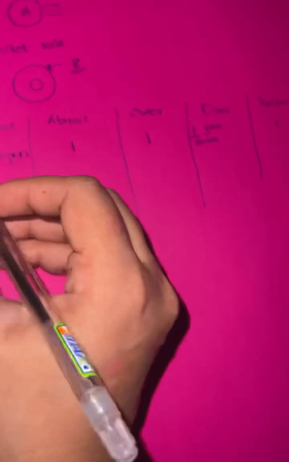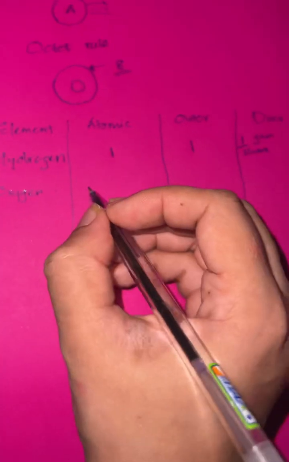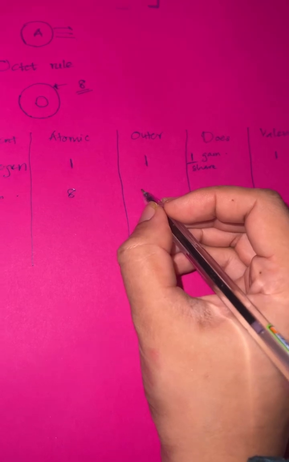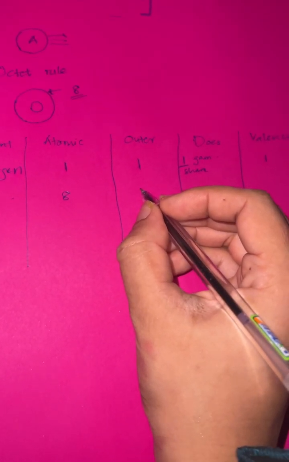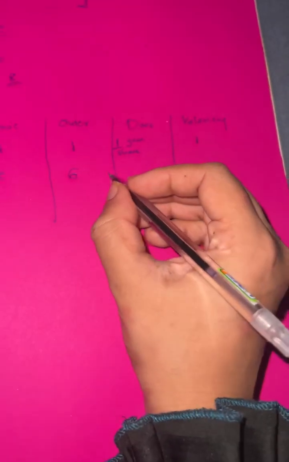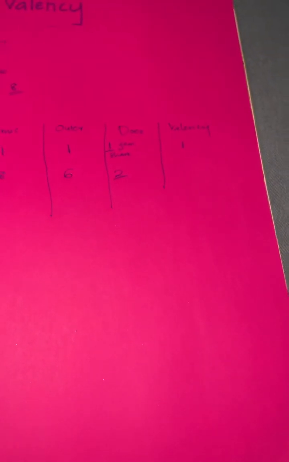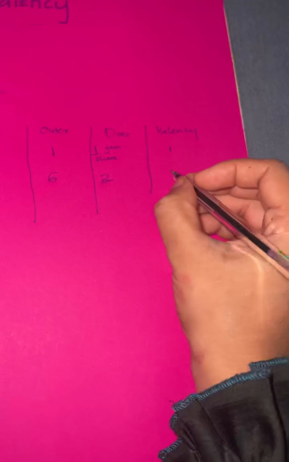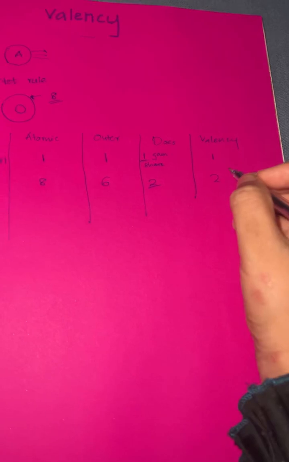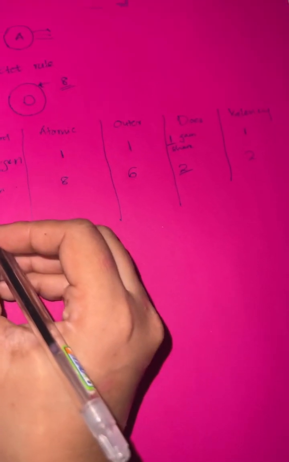Likewise, we take another example, oxygen. The atomic number of oxygen is 8. So the first shell holds 2 and 6 remain. So the outer shell has 6 electrons. What does it do to become 8? It will gain or share 2 more electrons. So we consider the valency as 2. Valency is the combining capacity of an atom.